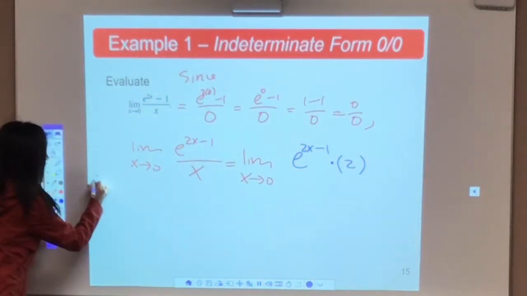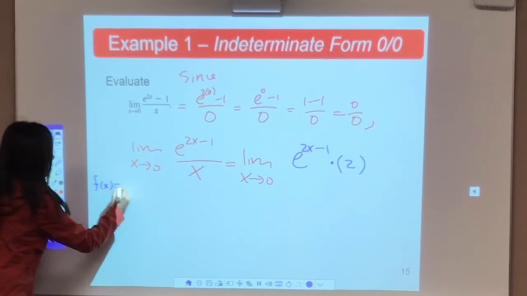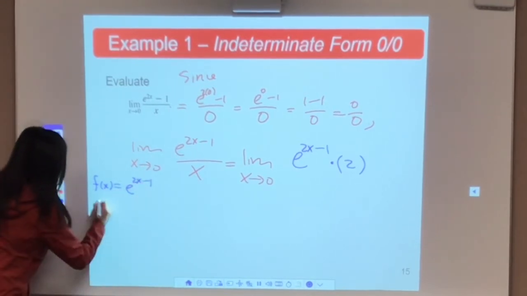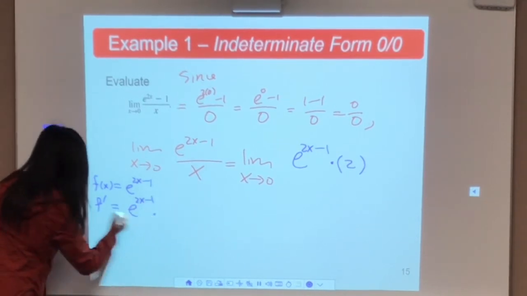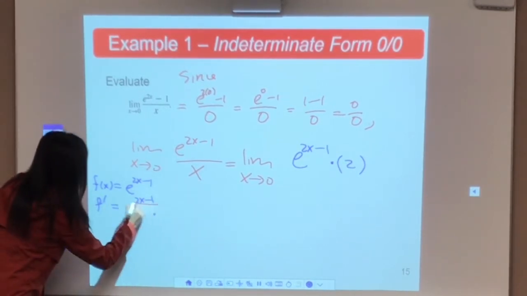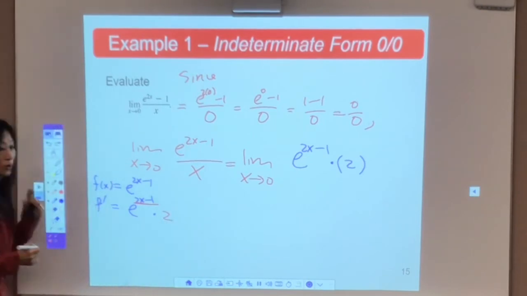So if I give you f, what is f prime? E to the 2x minus 1 times what? The derivative of this, what's that equal to? 2. Alright. Are you following me, class?